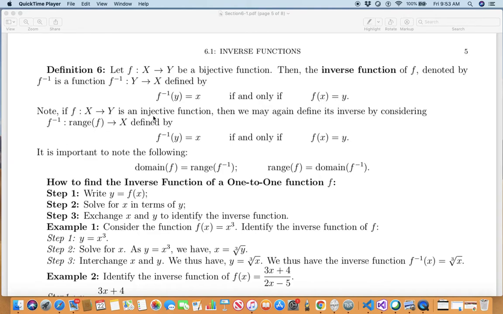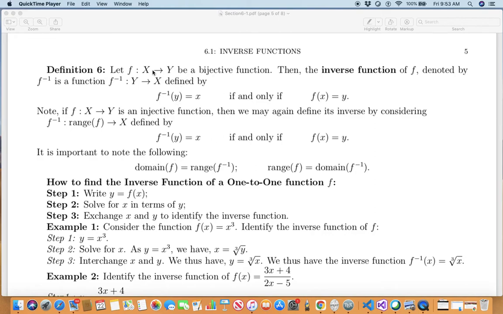If f is an injective function, notice, if f is not bijective but just injective, then you can still define the inverse. But at this point, you're going to take the range Y to X, because that is your domain now. Okay? The definition is the same. f inverse of y is x if and only if f of x is y.